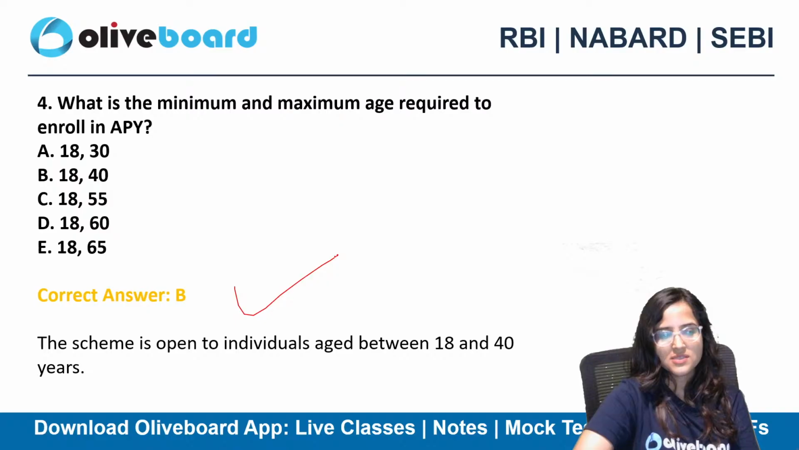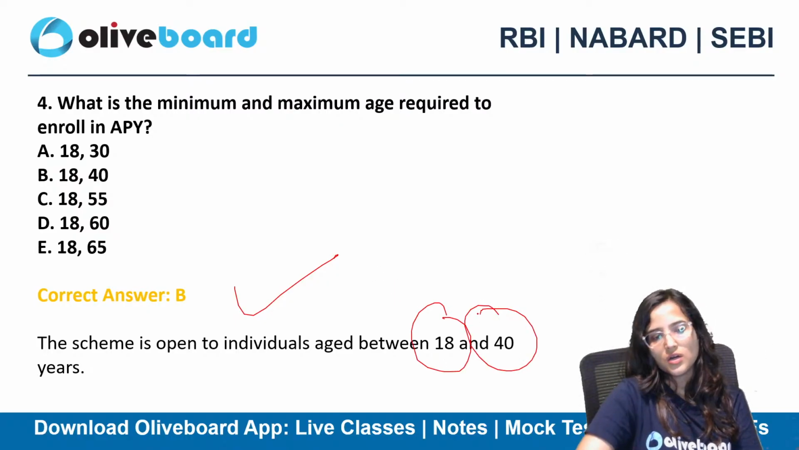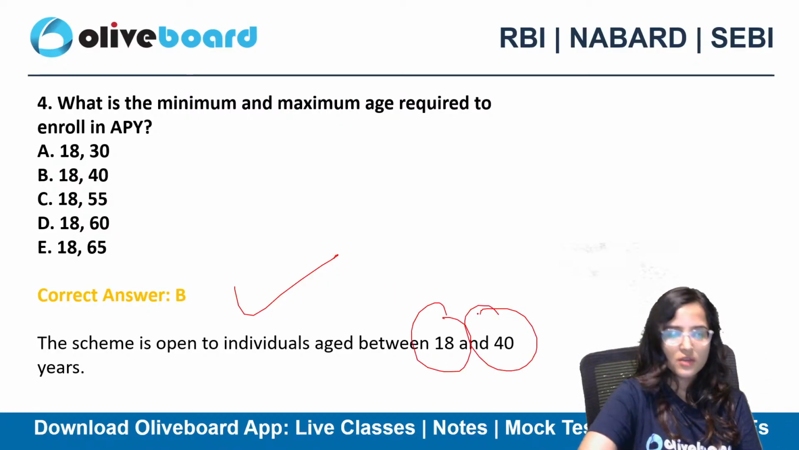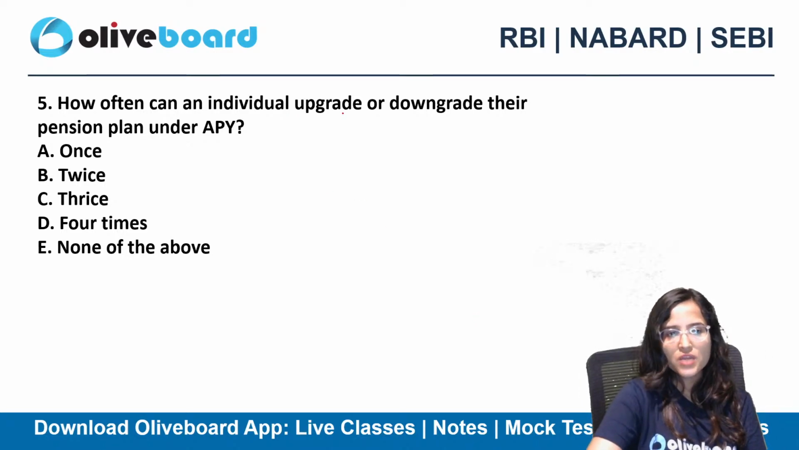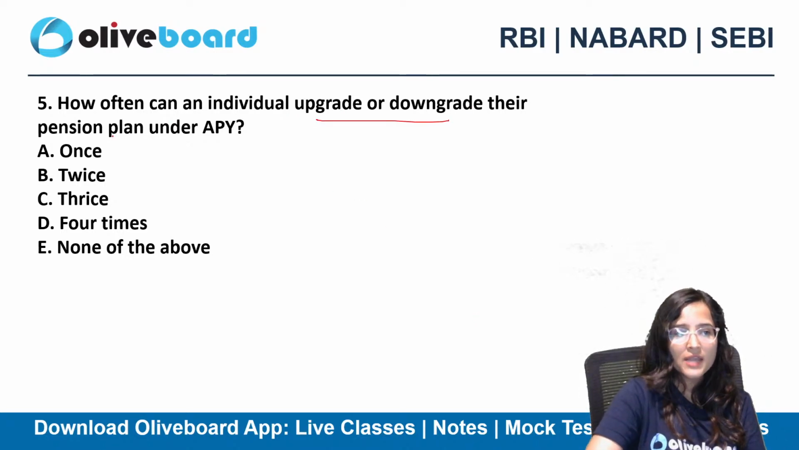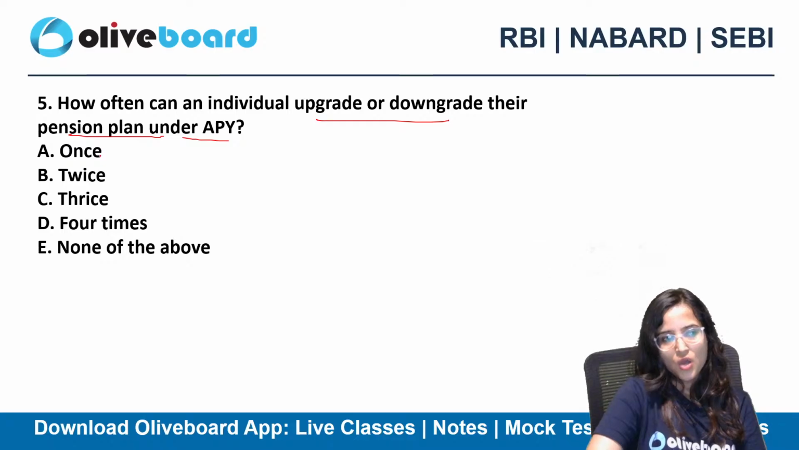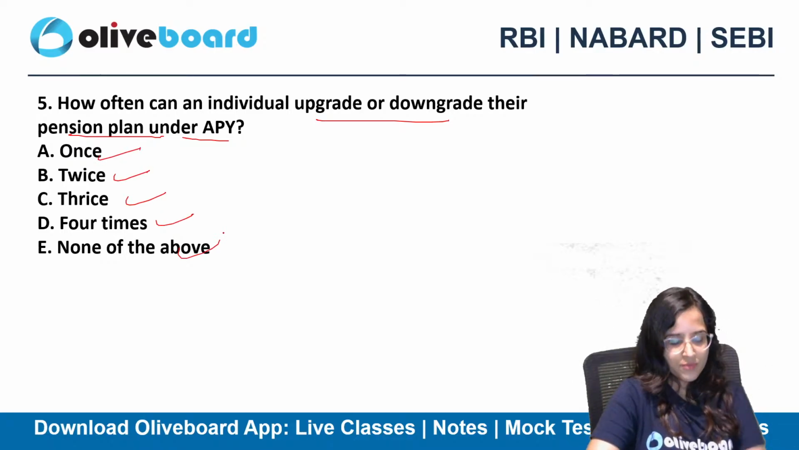Absolutely correct. B is the correct answer. It is open to individuals who are aged 18 to 40 years of age. Okay? How often can an individual upgrade or downgrade their pension plan under APY? Once, twice, thrice, 4 times, or none of the above?